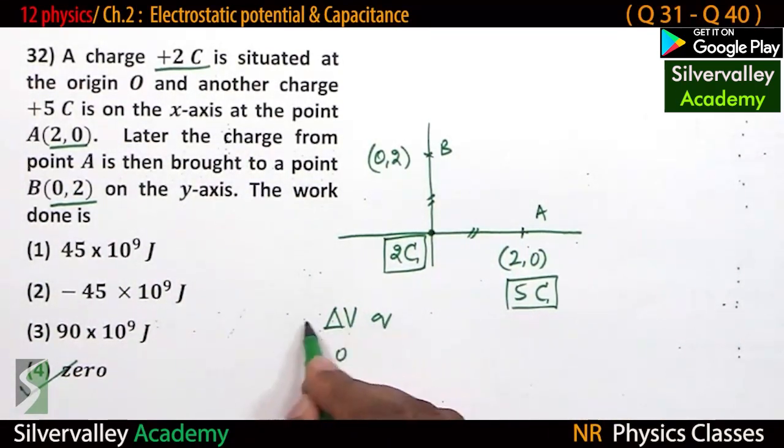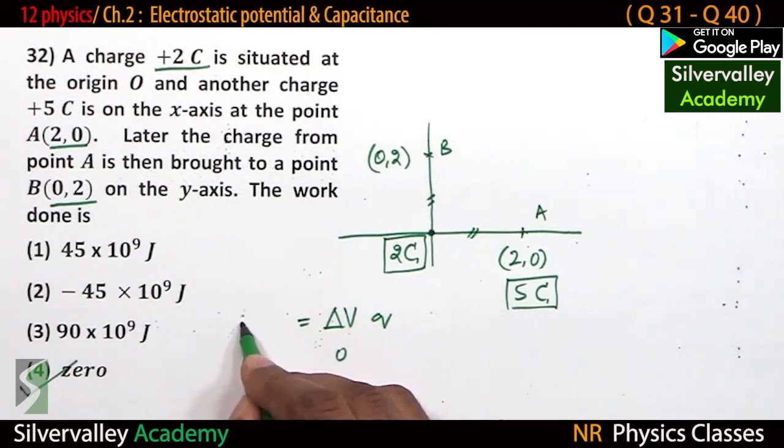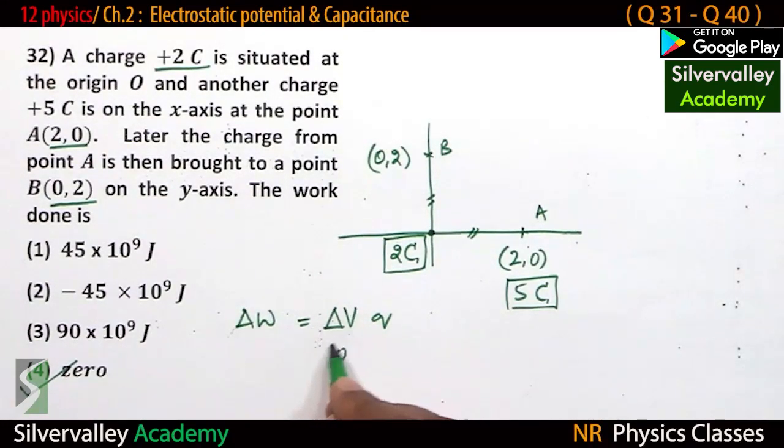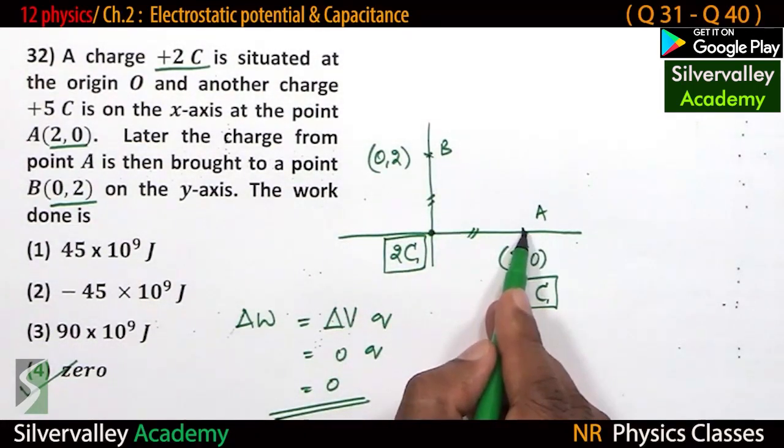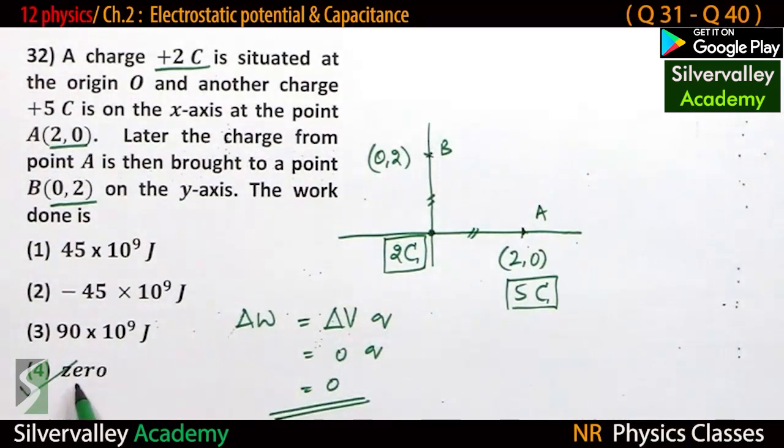Therefore, potential difference into charge is work done, isn't it? So work done is also equal to 0. Delta V is 0. Therefore, work done is also 0. These 2 points are on the same equipotential line. Therefore, work done is 0.